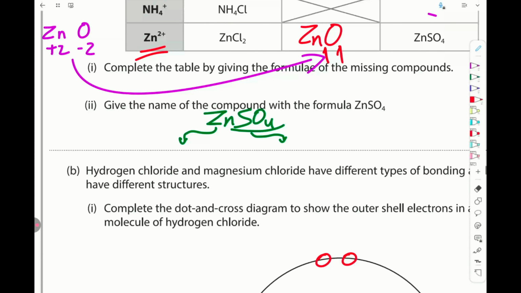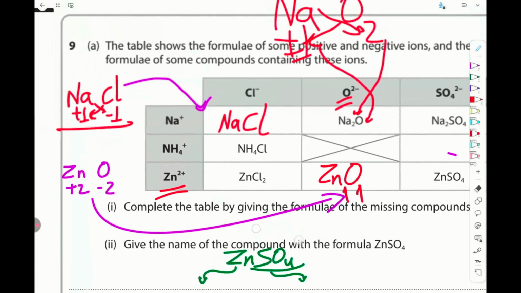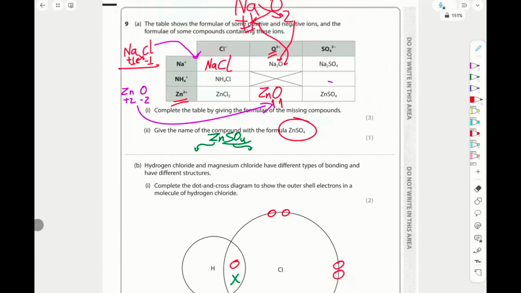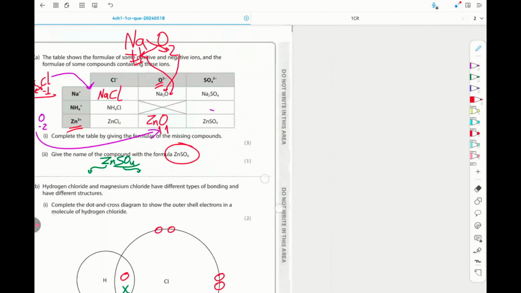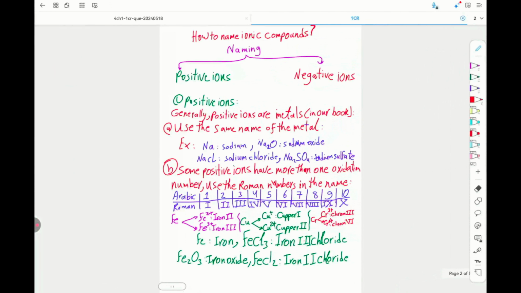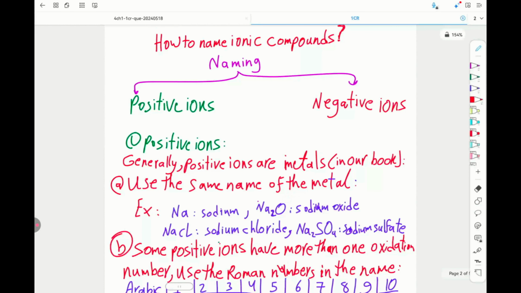The second question here, my friend, inside question 9 is give the name of the compound of the formula ZnSO4. I see like the video is now very long. In the next video, my friends, I'm going to answer the question of how to name, as you see here, how to name ionic compounds.